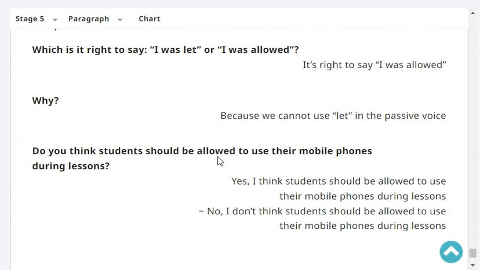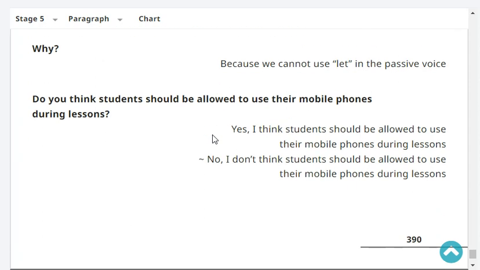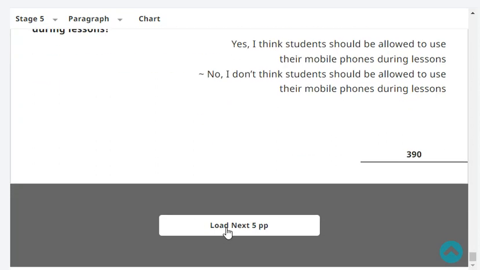Why? Because we cannot use let in the passive voice. Do you think students should be allowed to use their mobile phones during lessons? Yes or no? No, I don't think students should be allowed to use their mobile phones during the lessons. Very good.